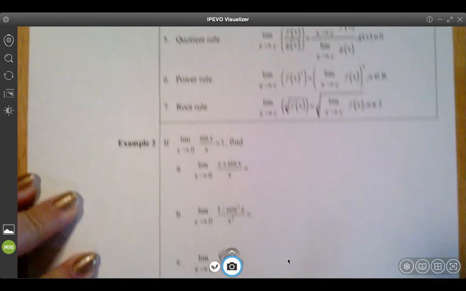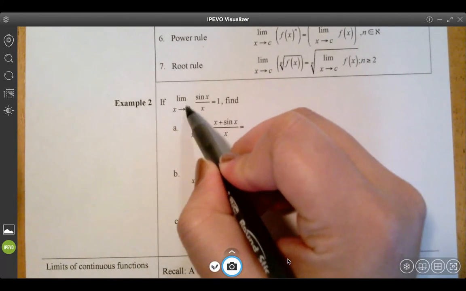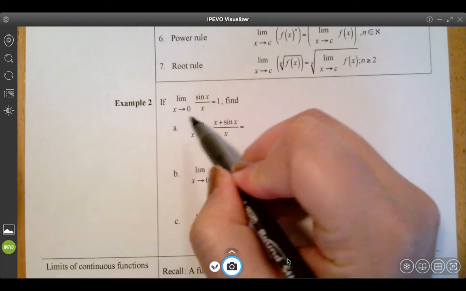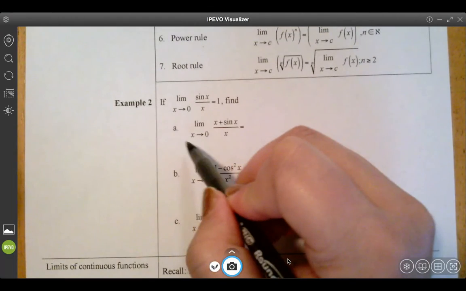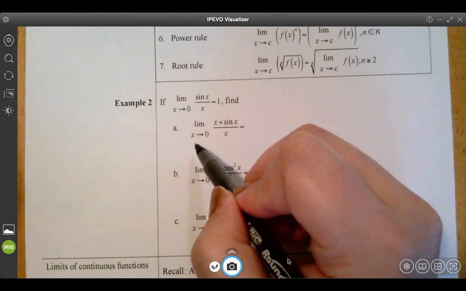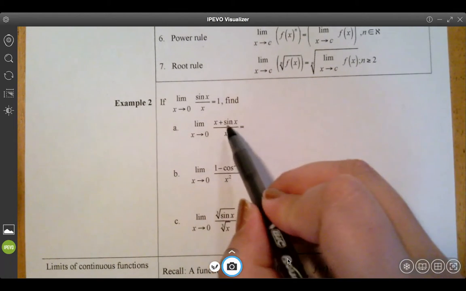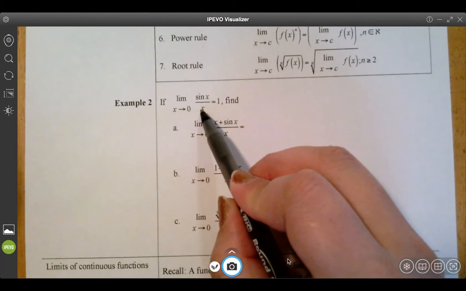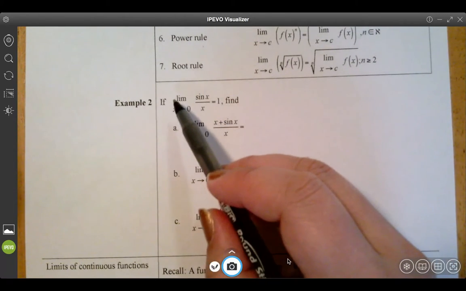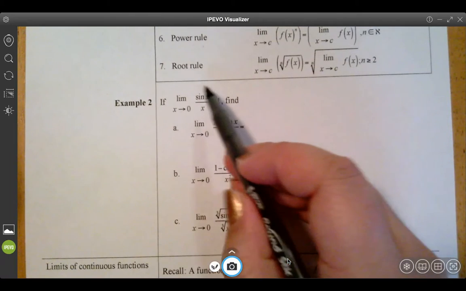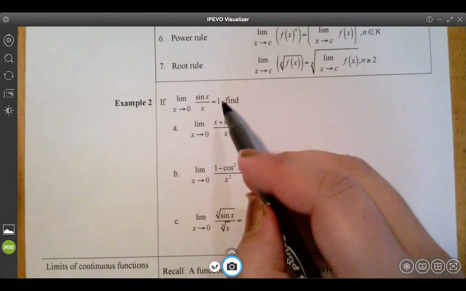In example 2, we're given that the limit as x approaches 0 of sine of x over x is 1. That's information that we're given, and we need to use that in order to calculate these other limits. Okay, so I'm looking at this and I say, well, the information I'm given is a fraction, so I don't necessarily want to use the quotient rule because I can't apply the quotient rule to get this fraction. Our goal is to get this same fraction so that we can just replace it with 1.